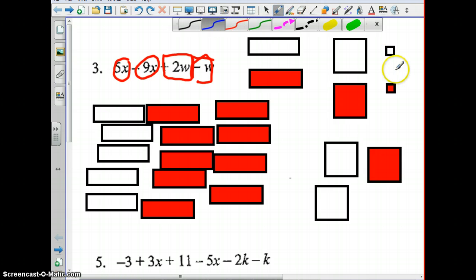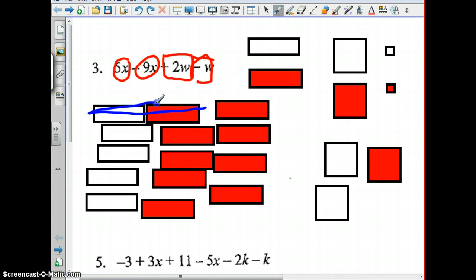And what happens when we have a number plus its opposite? Yeah, it's a 0 pair. We mark it out. So let's mark out all our 0 pairs.